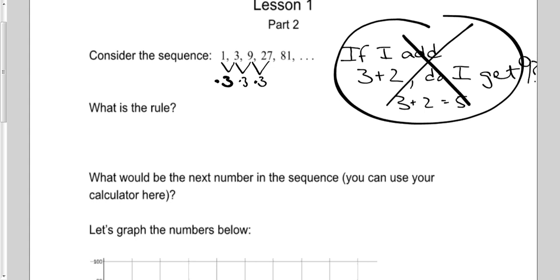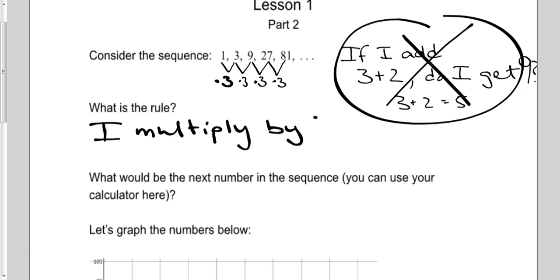Take a moment and punch this into your calculator, what is 27 times 3? You should get 81. So, what is the rule here? What is the rule here? The rule is I multiply by 3 every time.